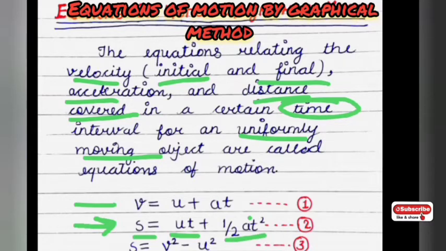Here s is the distance travelled by the object in the time interval t, u is the initial velocity, and once again one by two is a constant. The third equation is s equals v square minus u square. Here you know what v, u and s are. So these are the three basic equations that we are going to derive. So stay tuned and watch the video to derive these equations.